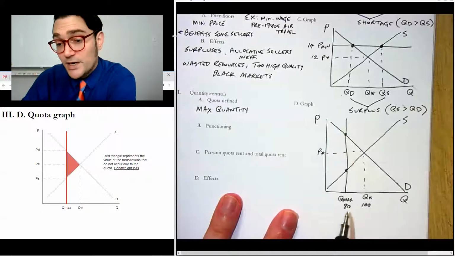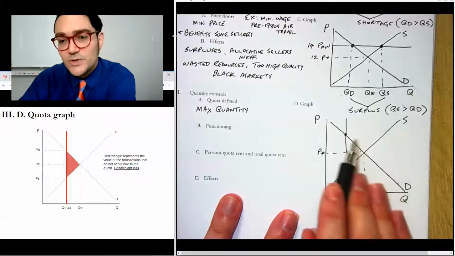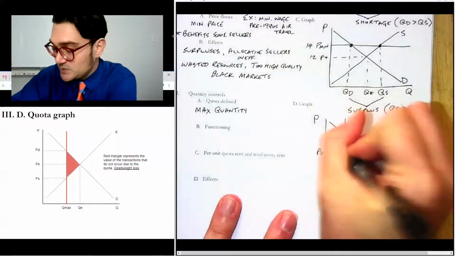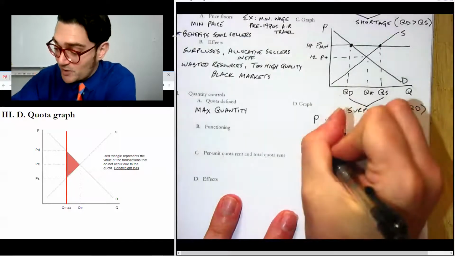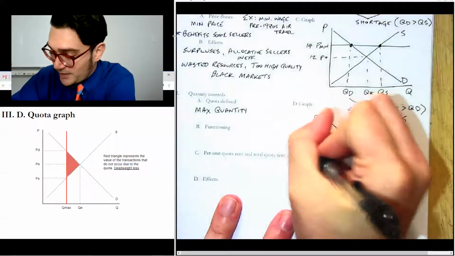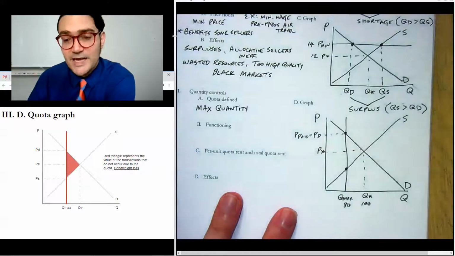Now at this quantity, 80, if you're telling the buyers we're only going to make 80 of these, then the buyers are actually willing to pay quite a high price for 80 of these. So this is what we sometimes call the demand price. And it's the price paid by the buyers. That's the price that the buyers pay.